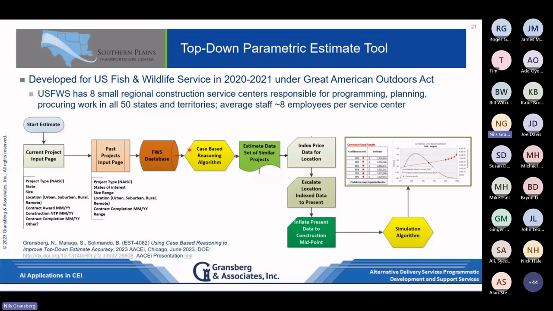The CBR algorithm queries the database, pulls out a data set of highly similar projects that are rank ordered in similarity, with the most similar being at the top. And then it indexes all the data for location and price, brings it up into the location of the project, indexes it into the year of expenditure, and then you're able to run that simulation algorithm, the Monte Carlo simulation, generate your probability density functions, and that gives you a range of likely values.